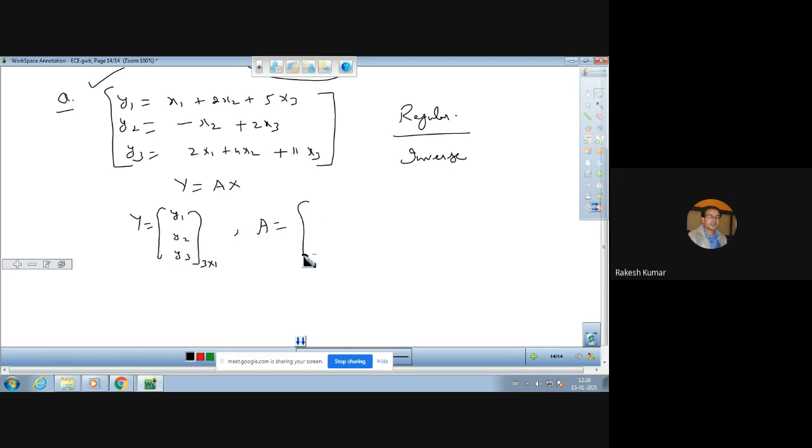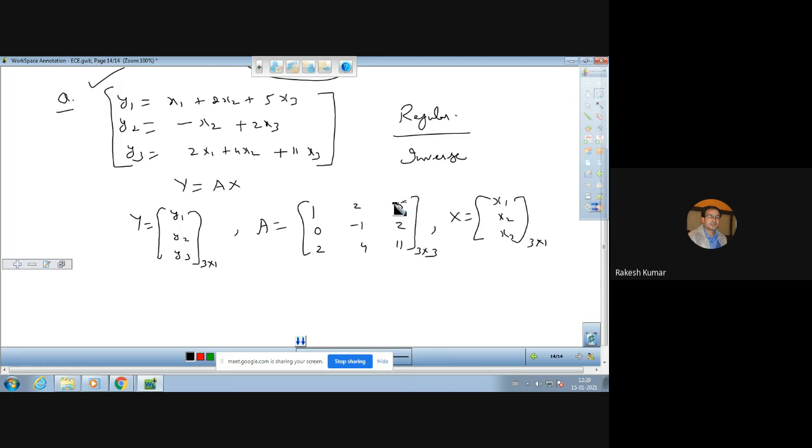You can also write matrix A with the coefficients. So the coefficients are 1, 2, and 5. That will be your first row. And in the second row, there is no coefficient of x1, so that will be 0. The x2 coefficient is -1 and the x3 coefficient is 2. Similarly, 2, 4, and 11. So this is your A matrix, and similarly your X matrix is x1, x2, and x3. This is also a 3 by 1 matrix.